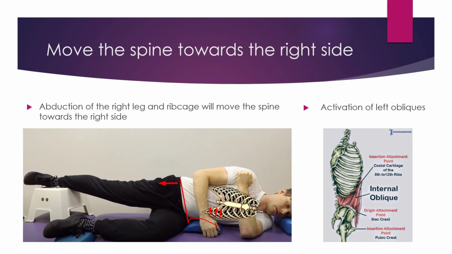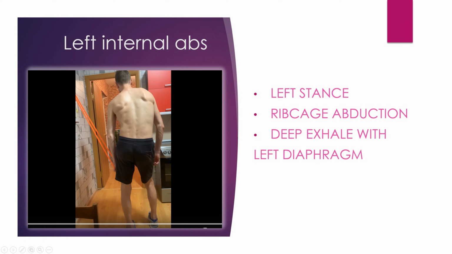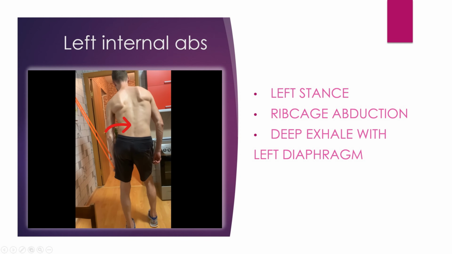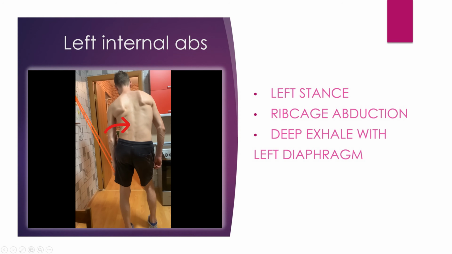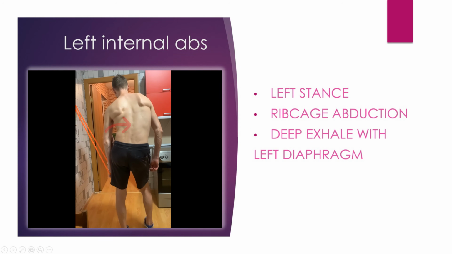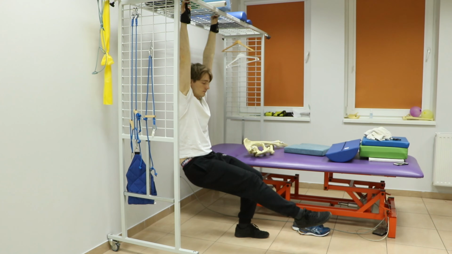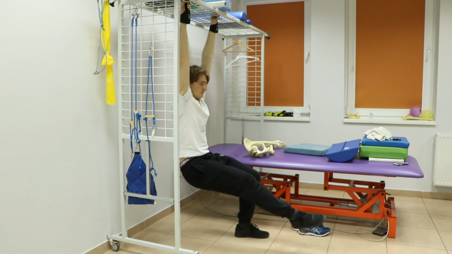The fourth step is to train the left internal oblique muscles to push the lower spine towards the right side. Lastly, you should use the right hip flexors to derotate the spinal column, because part of the problem also involves rotation. Actually, without rotation, you cannot fix either pelvis position or lower spine curvature.